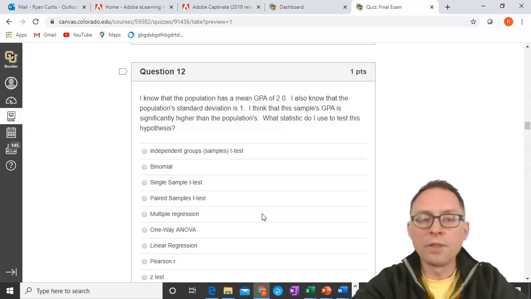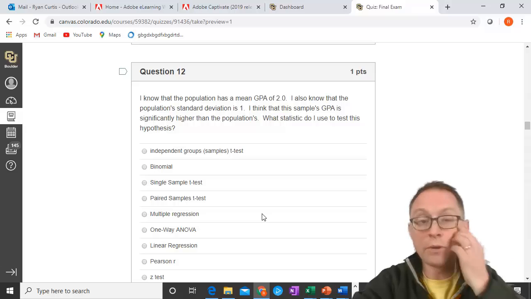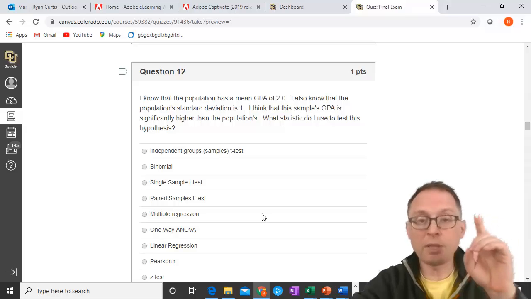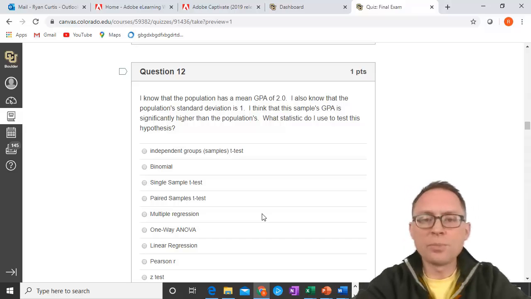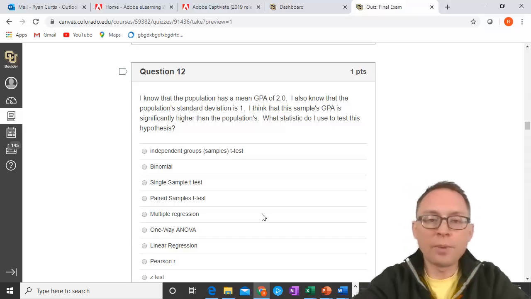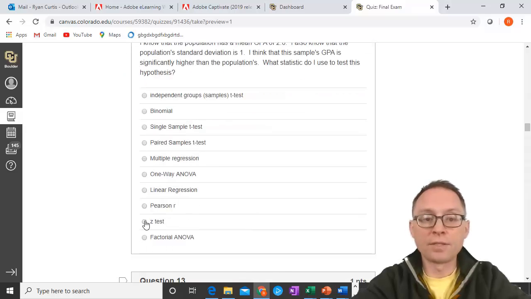I know the population has a mean GPA of 2.0. I also know that the population standard deviation is 1. Okay, so think about this. I know mu and I know sigma. So I know both the mean of the population and I know the standard deviation of the population. I think that this sample's GPA is significantly higher than the population's. What statistic do I use? Now, you do not use a single sample t-test because you know both the mean of the population and the standard deviation of the population. That is a z-test.